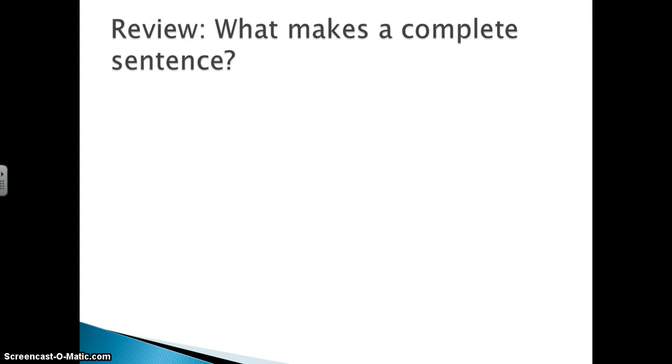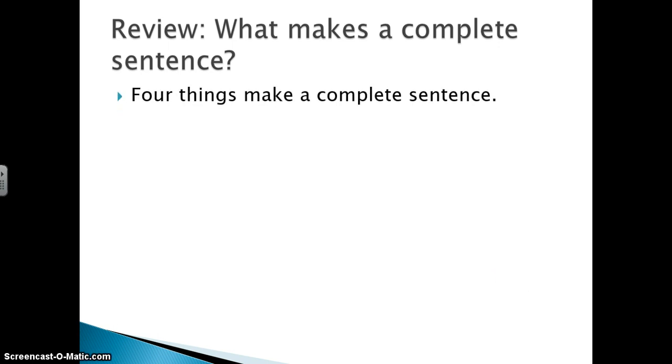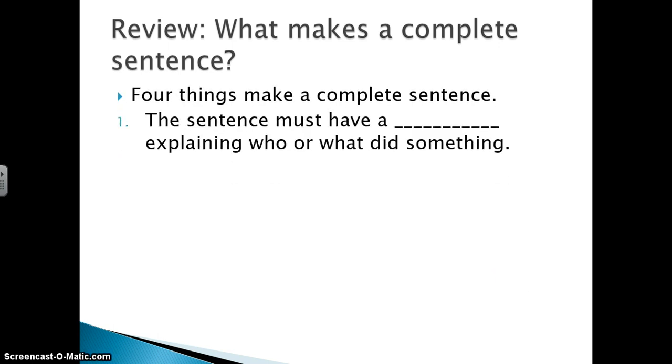So before you get started, you have to know what makes a complete sentence. We've already covered this in class. However, review is essential. You got to know. There are 4 components to make a complete sentence. Number 1, the sentence must have a blank explaining who or what did something. Must have a subject, right? It has to have something it's about. That's what the first blank is.